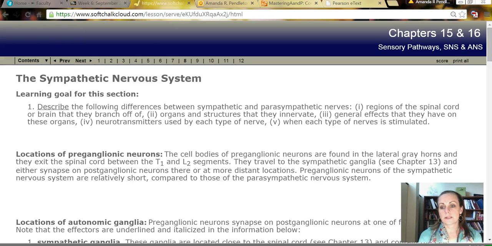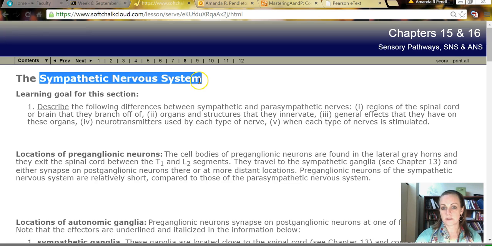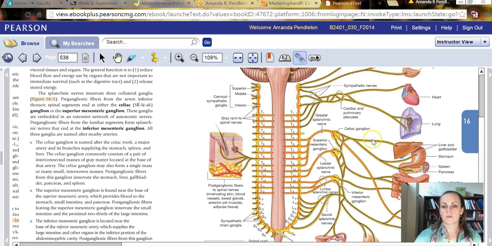Okay, so now what I'd like to talk about is specifically the sympathetic nervous system. Again, as a reminder, that is one of the divisions of the autonomic nervous system, and it is the fight or flight response. Okay, so we're going to talk about structural differences, and then we're also going to talk about functional differences.